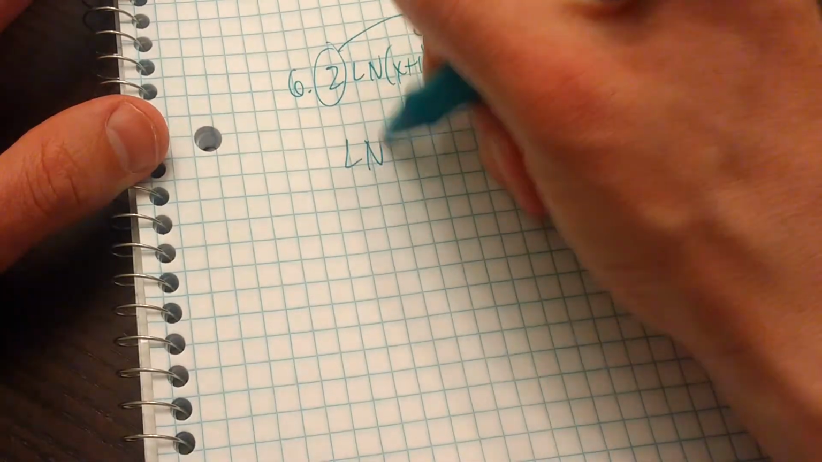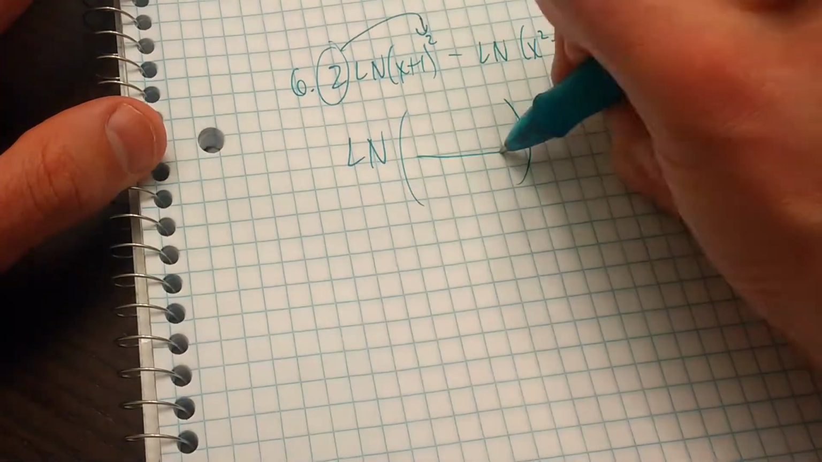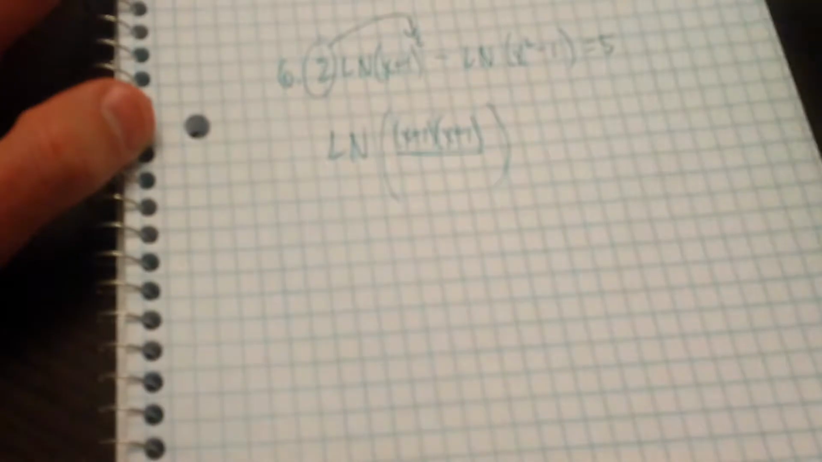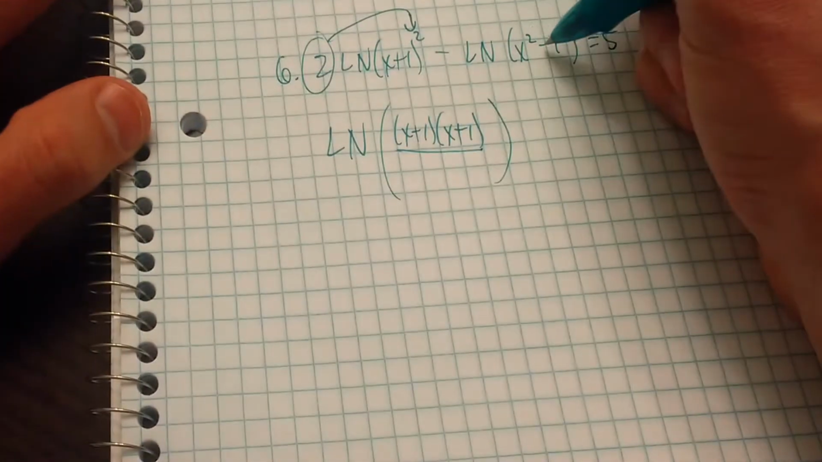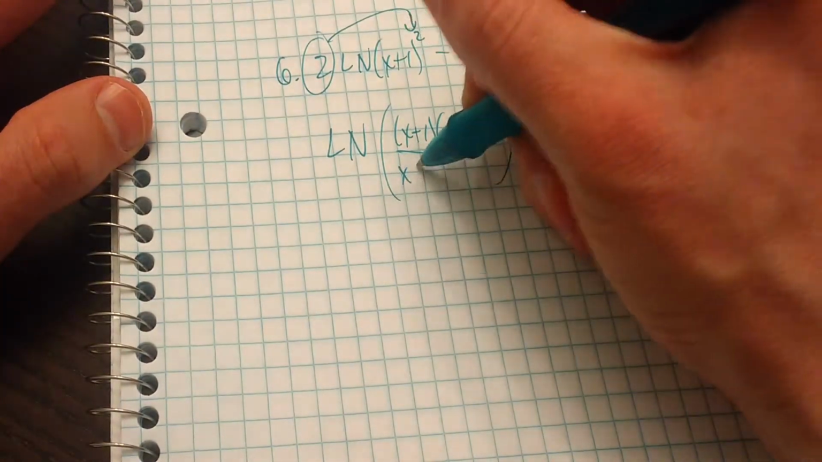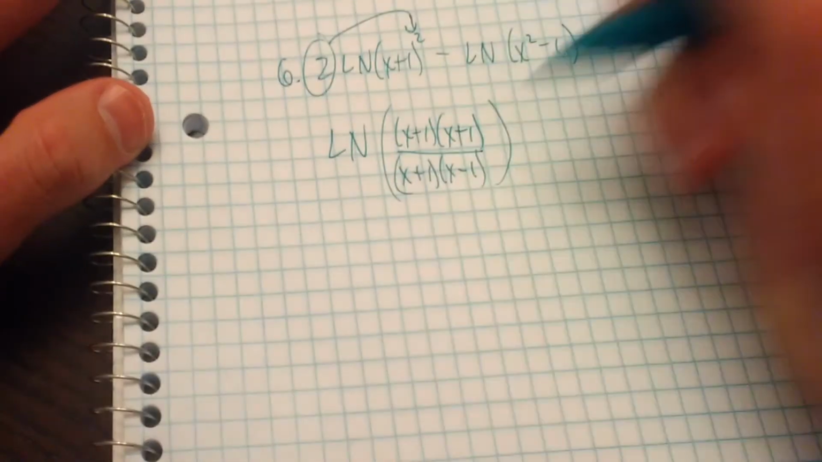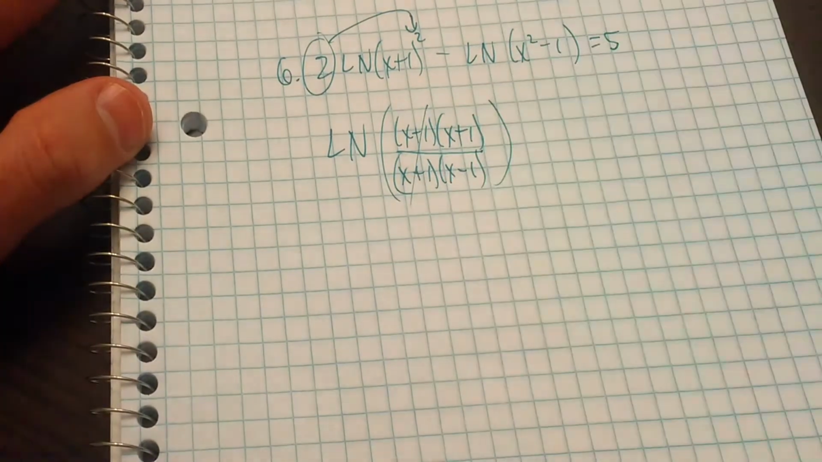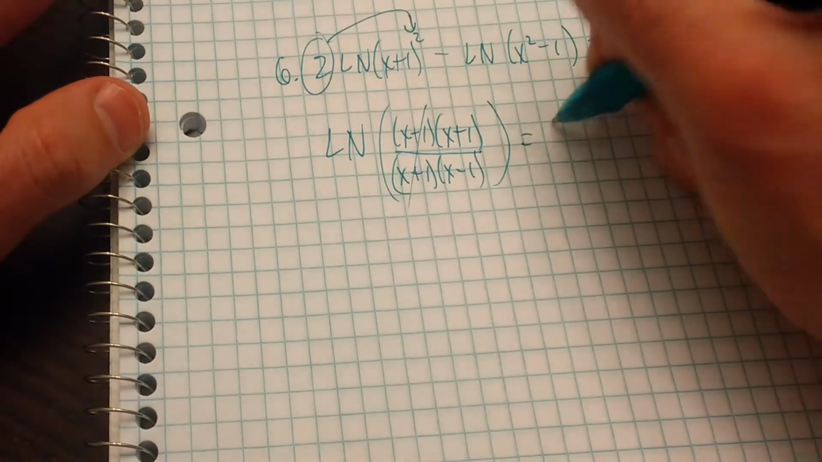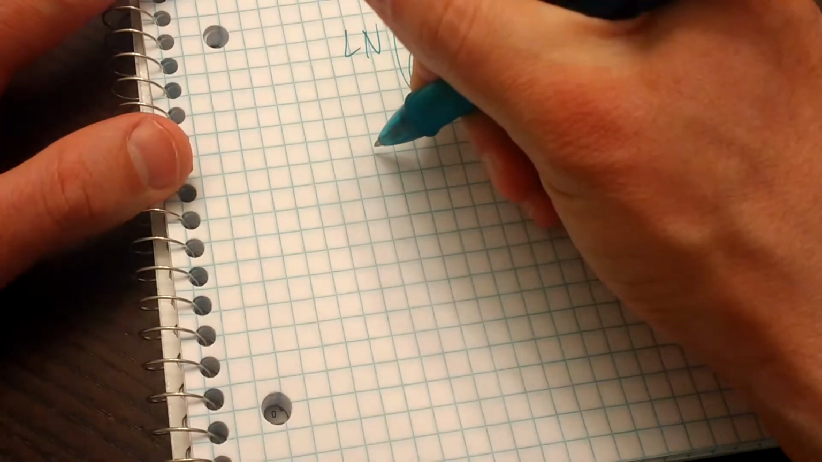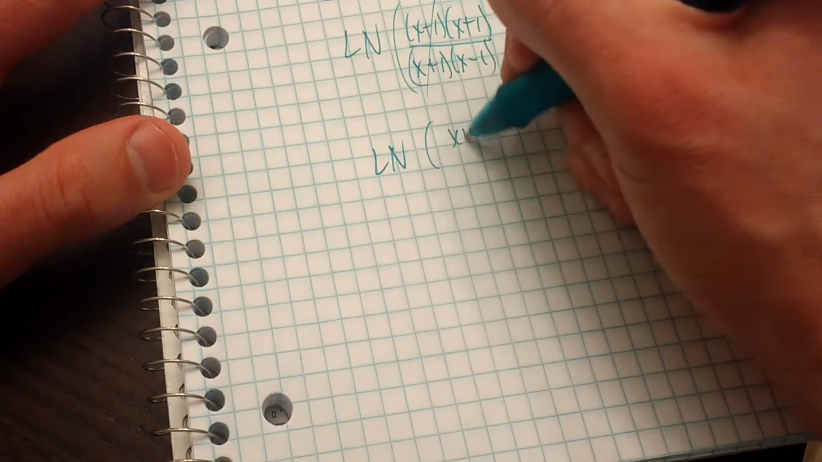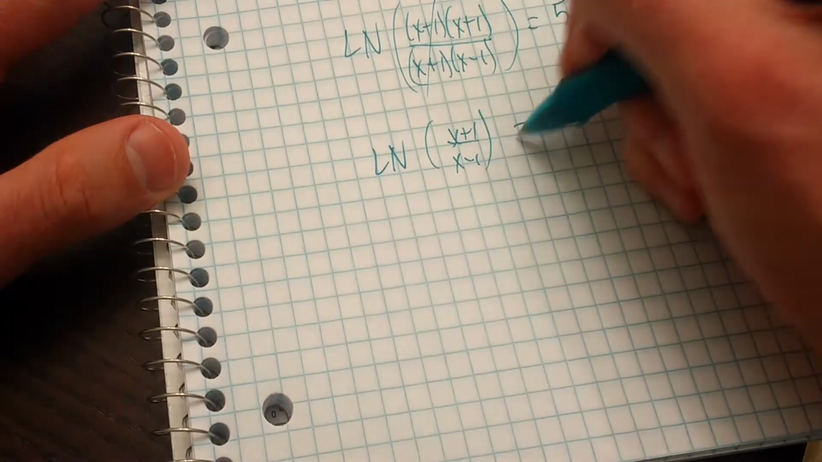So I have ln. Because they're subtracting, I can divide the arguments. So I get x plus 1 squared. I'm going to write it twice because I want to prove a point. x squared minus 1 can be factored as x plus 1 and x minus 1. And what we have happen is one of those cancels. So we're left with ln of x plus 1 over x minus 1 equals 5.